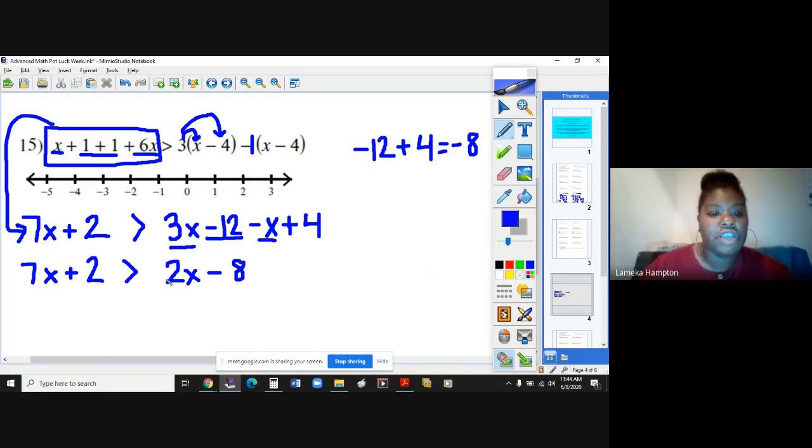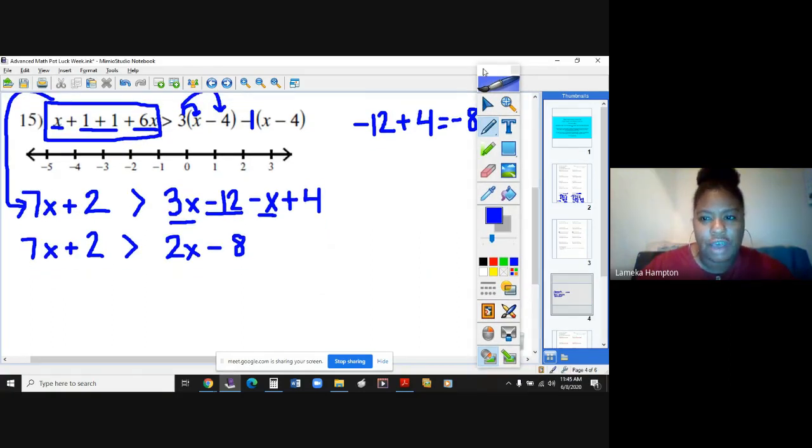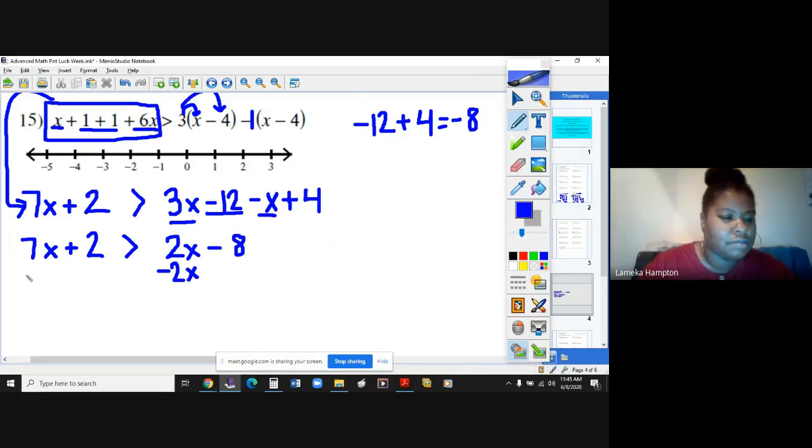Now, my next goal is to have my letter on one side, and have my answer on the other. So the easiest way for me to do this particular one is, and again, Ms. Hampton is a creature of habit, meaning I was taught to do certain things a certain way. You necessarily don't have to follow that, but I'm just a creature of habit. So what I'm going to do is subtract my 2x on both sides.